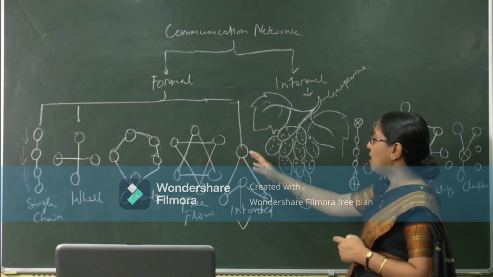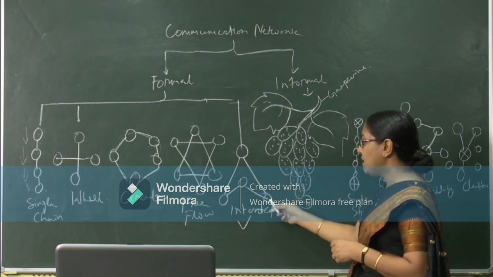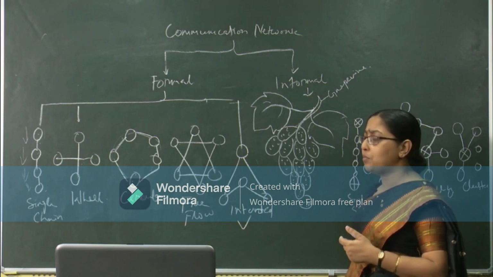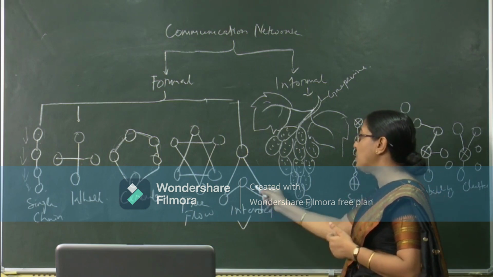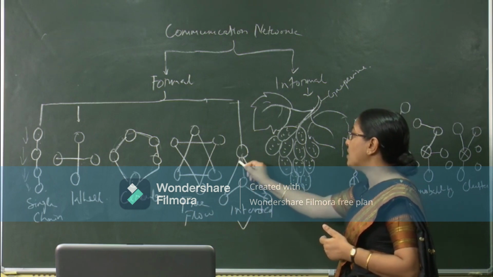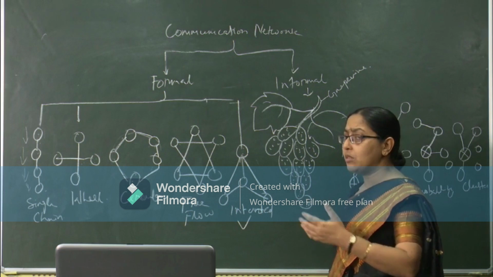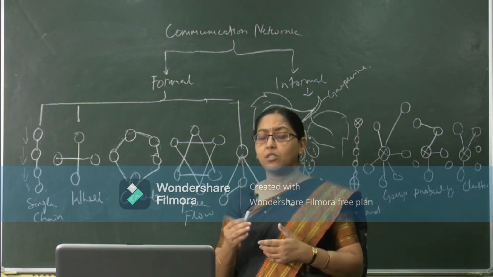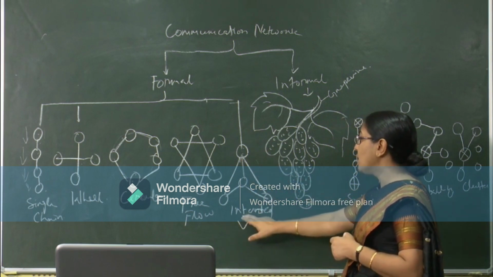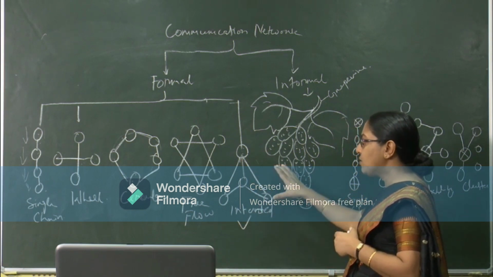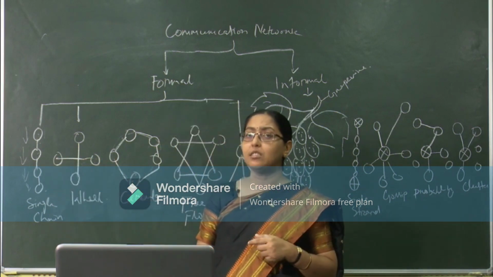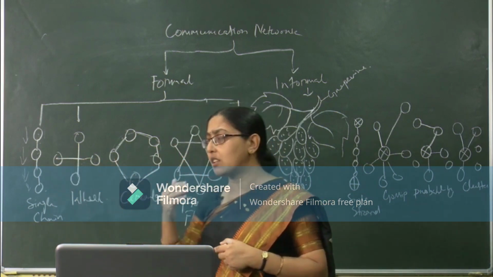Then the last one is the inverted V. Here in this case only the immediate superior and immediate subordinate can communicate. After the communication happens, he can also communicate to the senior bosses. So, the immediate superior has to be always in contact with them, and that has to be communicated again. That is the inverted V system. So, these 5 are the formal ways through which official information is circulated in organizations.